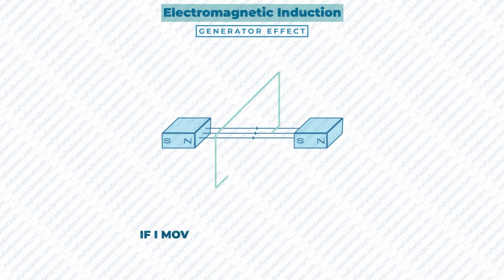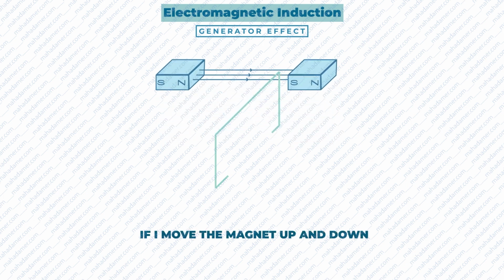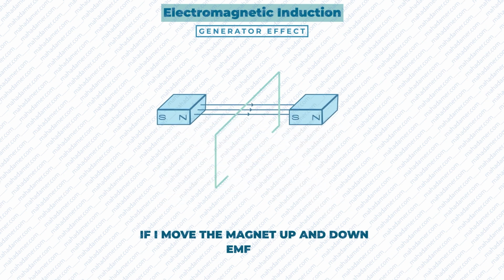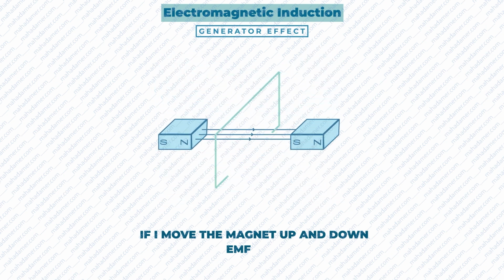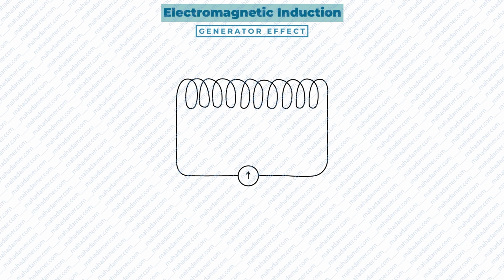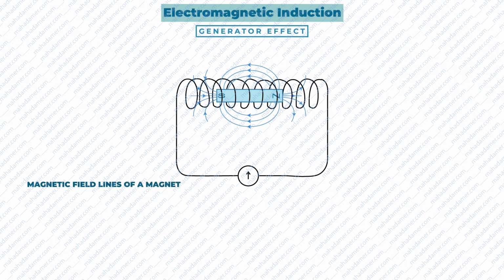Instead, if I move the magnet up and down, there will still be an EMF because the magnetic field lines are still being cut. Let's observe this phenomenon in a completely different manner. If I take a circular coil and insert a magnet inside that coil, the magnetic field lines of the magnet will be cut by the coil and EMF will be induced.